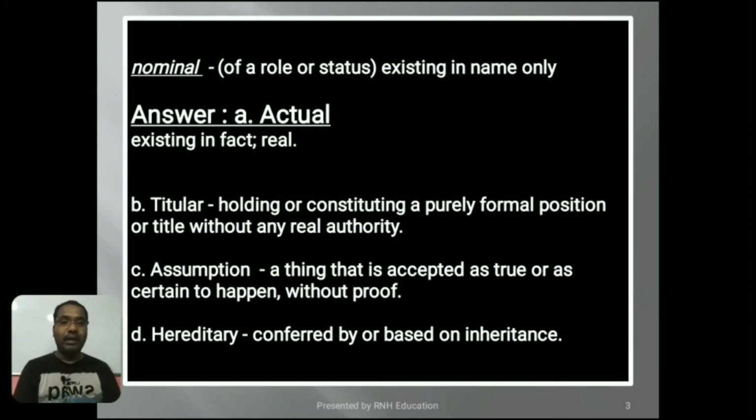What does nominal mean? Nominal means of a role or status existing in name only. So the answer should be actual, the opposite one. Actual is existing in fact, that is real. The other 3 options were: B was titular, that means holding or constituting a purely formal position or title without any real authority. Option C was assumption, that means a thing that is accepted as true or as certain to happen, that means without any proof. And option D was hereditary, that means conferred by or based on inheritance. So the right answer should be option A, that is actual.